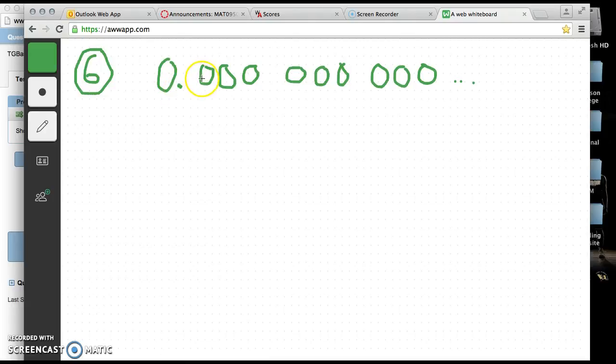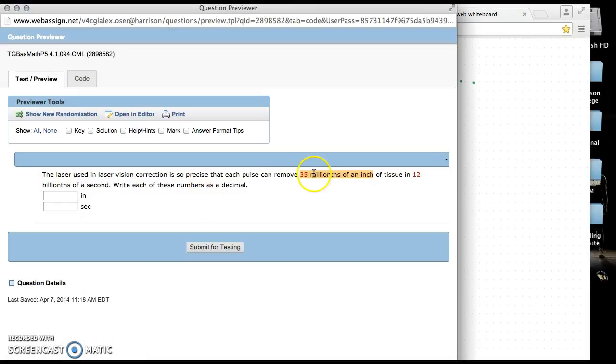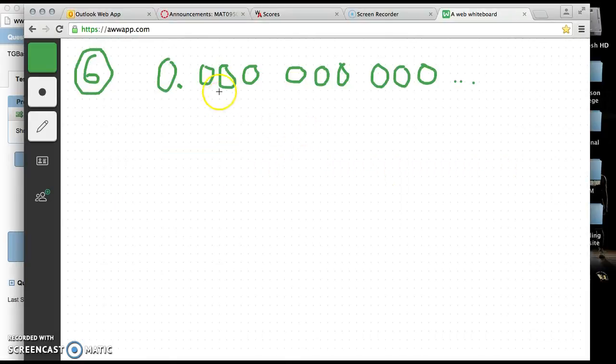Remember that your first spot here is your tenths spot, then you have your hundredths and your thousandths. You have your 10,000ths, 100,000ths, and millionths, your 10 millionths, 100 millionths, and then billionths, and so on and so forth. All right, so for our first one here, I think it was 35 millionths. Yes, so 35 millionths of an inch. So basically, remember you have tens, hundreds, thousands, 10,000s, 100,000s. Here is where your millionths start. And how many millionths did we want? Remember, you want 35 of those. So we'd have the 3 start there, and then your 5 would come here.